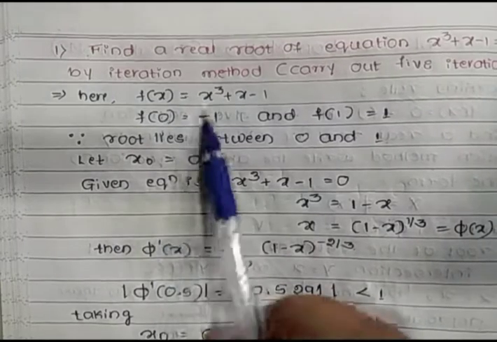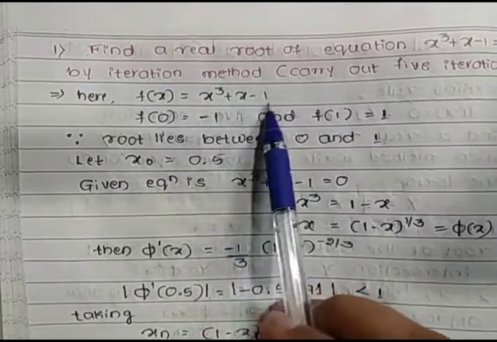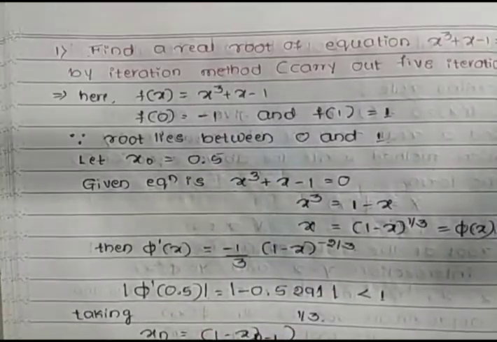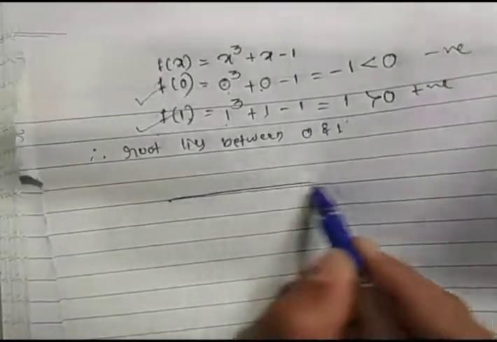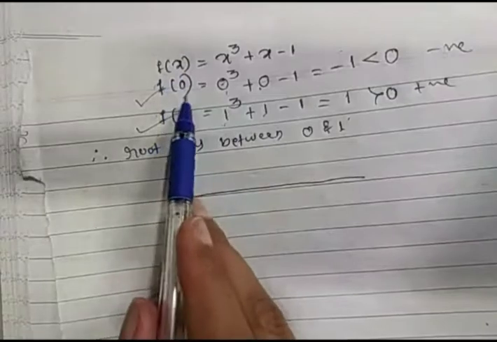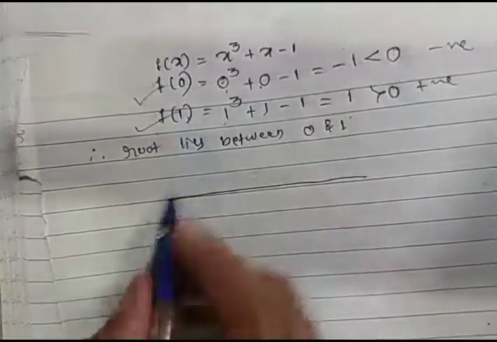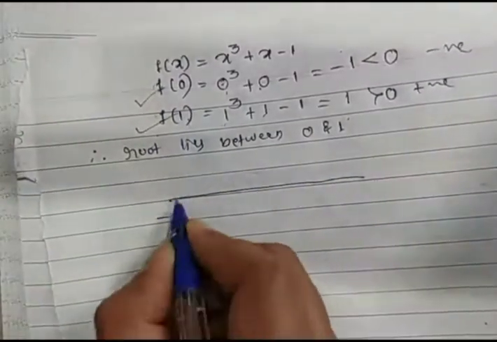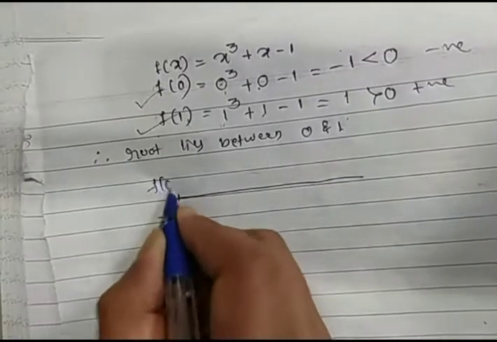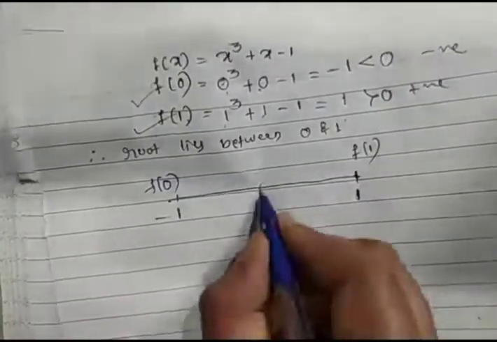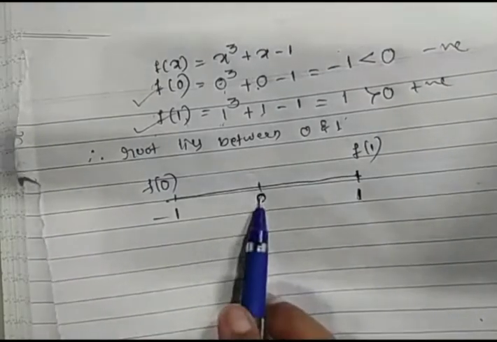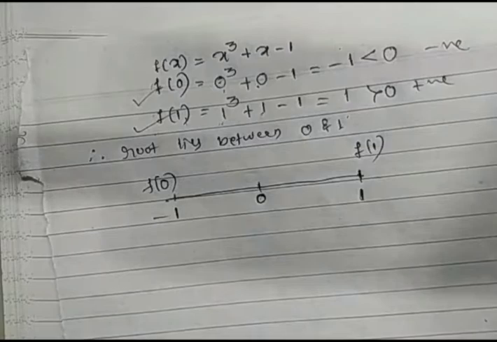See, the equation is x^3 + x - 1. When we replace x as 0, what do we get? We get the answer as minus 1. When we replace x as 1, we get plus 1, and in between we have 0. So the value which is near to 0, that particular value we need to consider.